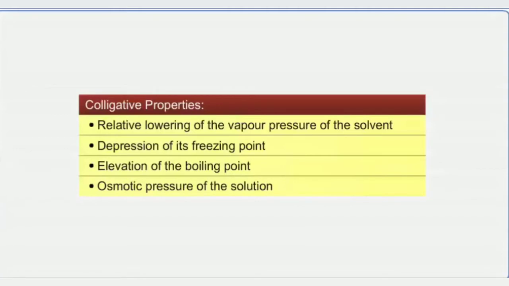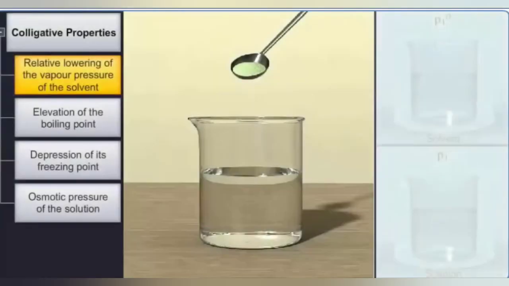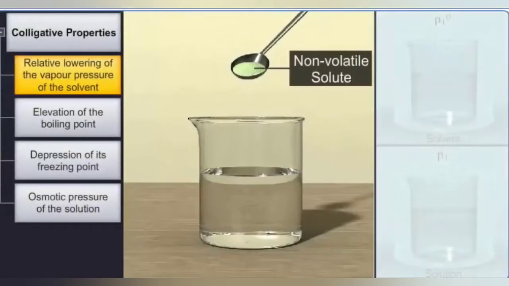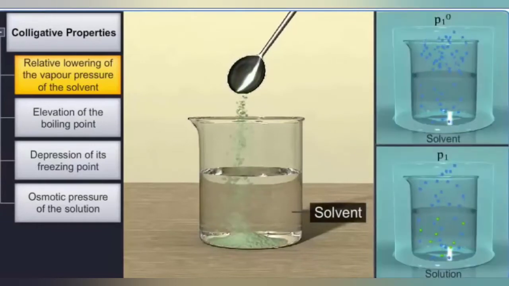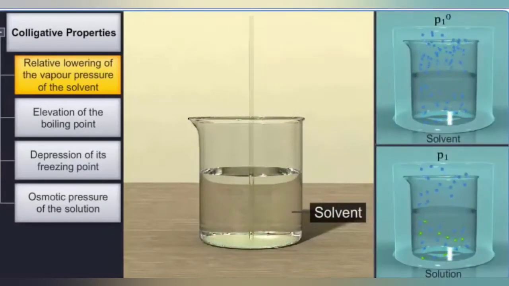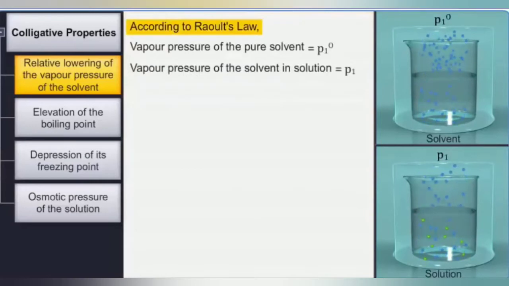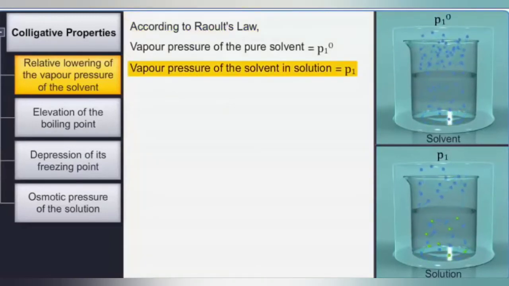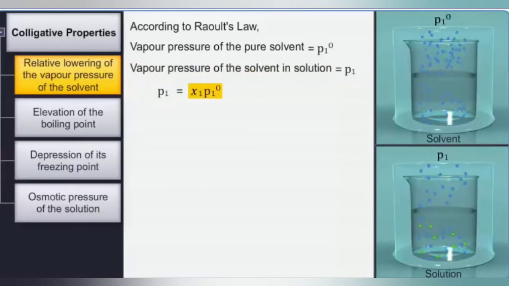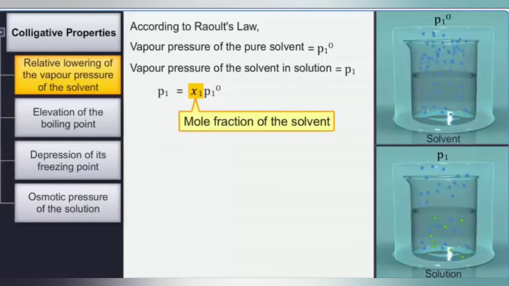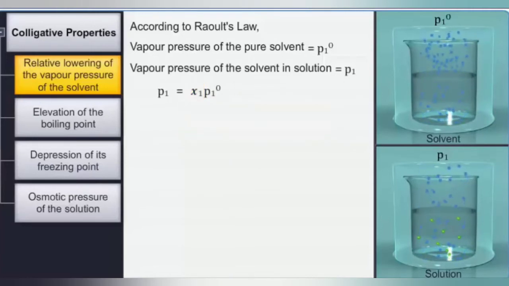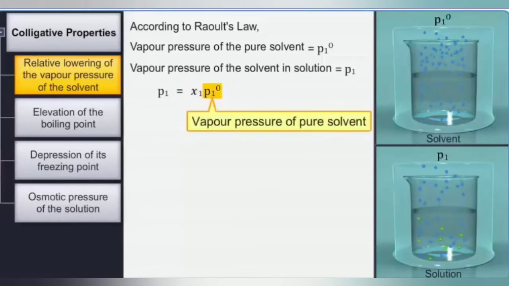Let us first discuss the relative lowering of the vapor pressure of the solvent. We know that when a non-volatile solute is added to a solvent, the vapor pressure of the solution decreases. According to Raoult's law, the vapor pressure of the solvent P1 in a solution containing a non-volatile solute is given by P1 = X1 × P1°, where X1 is the mole fraction of the solvent and P1° is the vapor pressure of pure solvent.